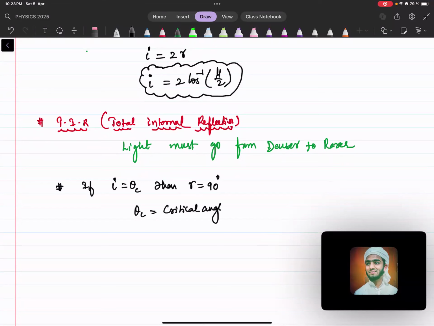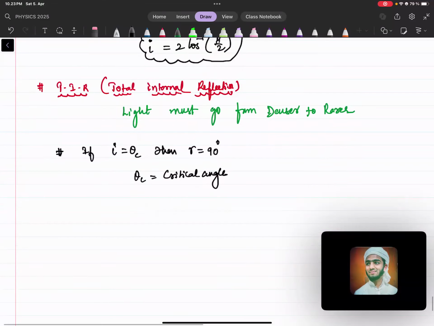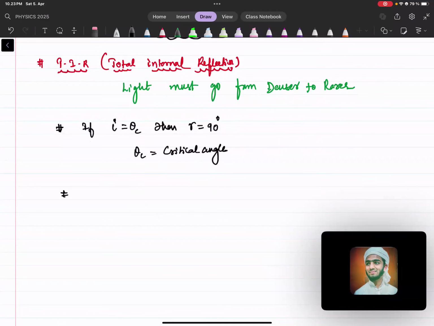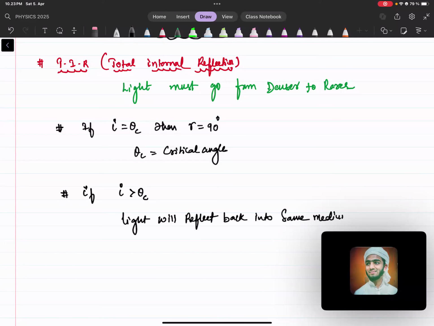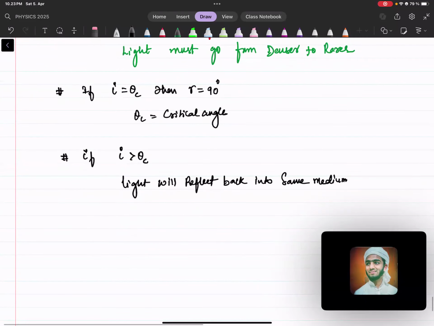At critical angle, the angle of refraction will be 90 degrees. Clear? Now this condition you remember. If the angle of incidence is greater than the critical angle, in that case, what happens? Light will reflect back into the same medium. Am I clear? And again, the laws of reflection will be applicable.